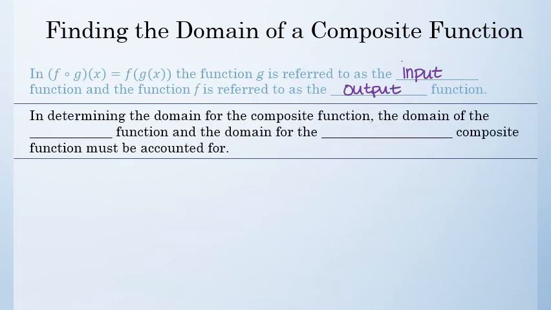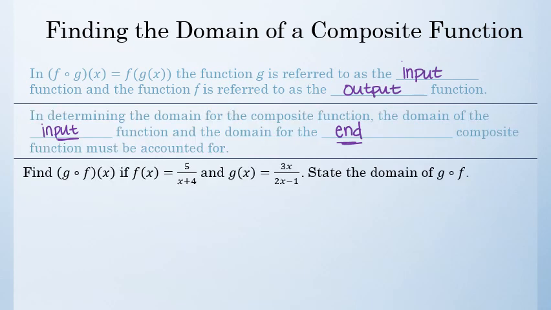In determining the domain for the composite function, the domain of the input function and the domain for the end composite function must be accounted for. So what we mean by this is when you find the domain of a composite function, you need to make sure that we take into account the domain of the input function and the domain of our end function once we've composed them together. So let's look at an example of this.